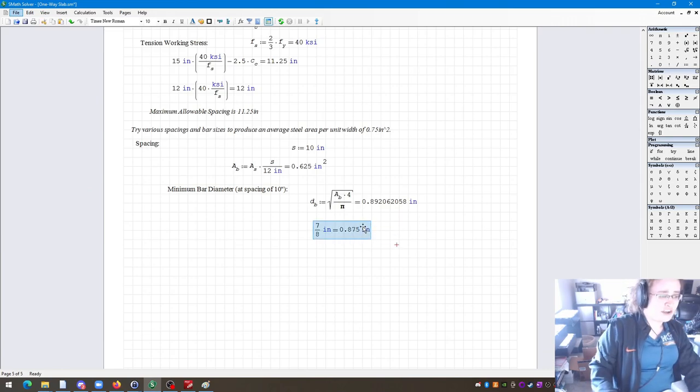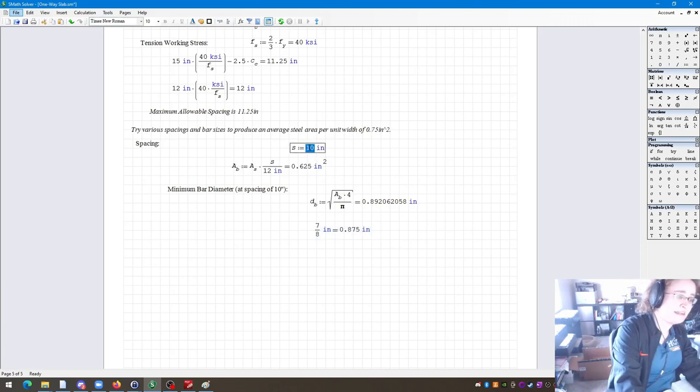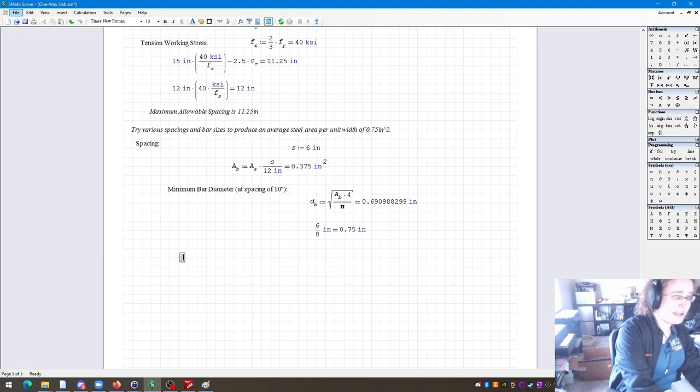So I generally like to avoid using very large bar sizes on slabs just for constructability purposes. So what I would rather do is use a smaller spacing. Let's try using a spacing of maybe 8 inches. A number 7 bar would work in that case, or we could even do a spacing of 6 inches, and then we'd probably be able to get away with a number 6 bar. Yeah, we would. So if we do this, we can say, okay, let's use number 6 bars spaced at 6 inches for our primary flexural reinforcement.